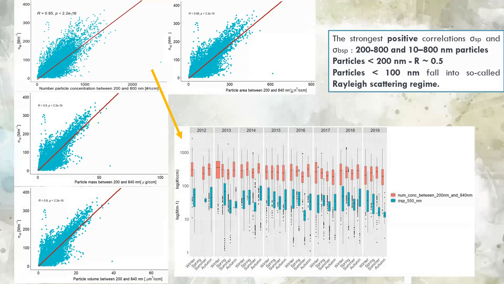It's because this size is near the visible wavelength of light, and these particles interact with these wavelengths the most. Particles under 100 nanometers, however, fall into the so-called Rayleigh scattering regime. It means that they operate under a different regime and different physical laws than the particles in the visible wavelength range of light, which are governed by the Mie scattering regime.